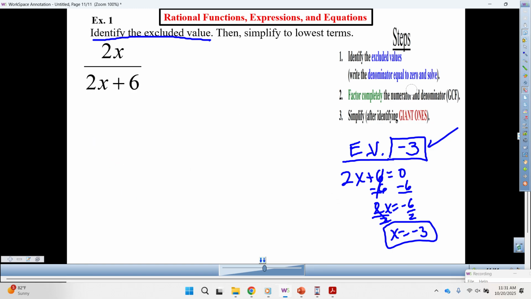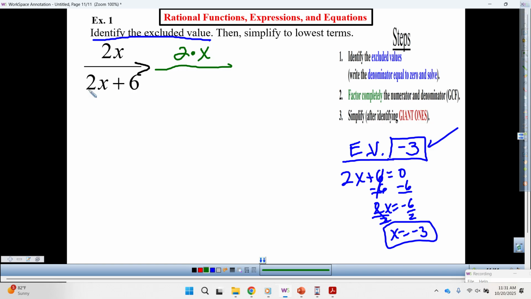Okay. So with that said, now let's go to simplify this. It says factor completely. Look at the numerator. Can we factor this anymore? No, just 2 times x. Denominator. Can we factor this one? Is there a GCF for these? What number divides these 2 terms? 2, and that leaves us with x plus 3.